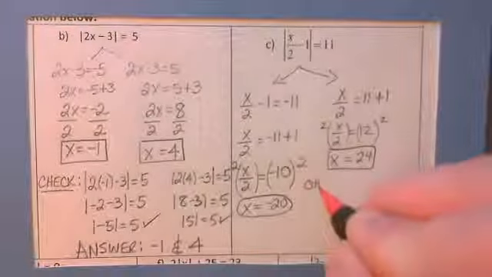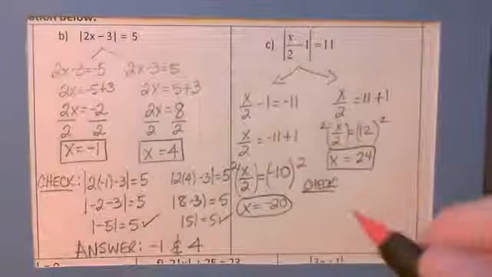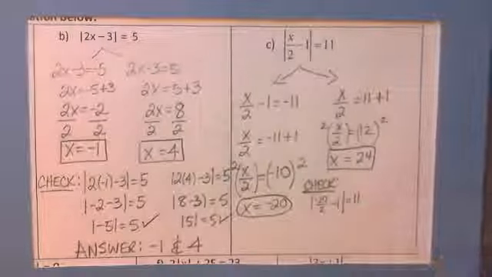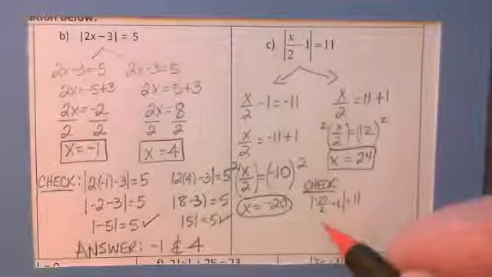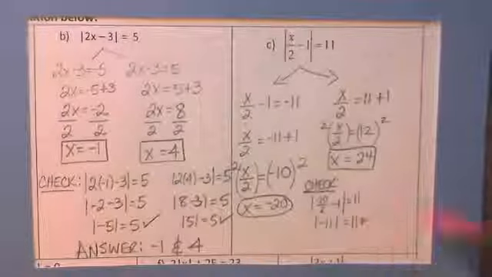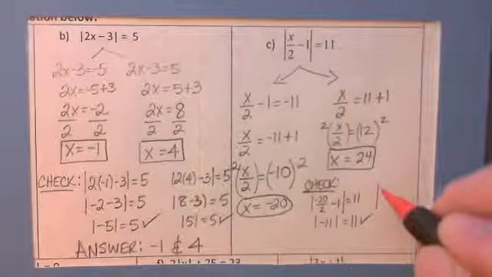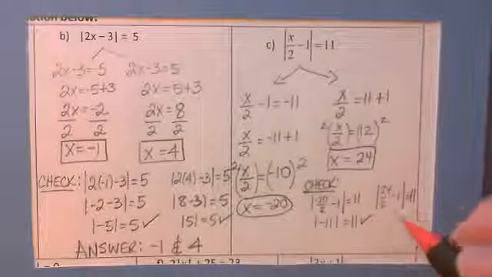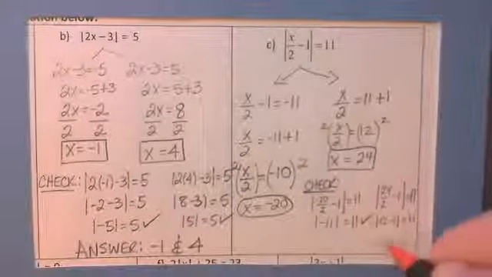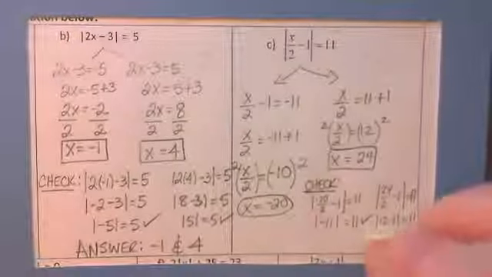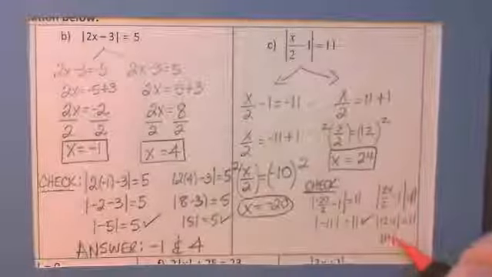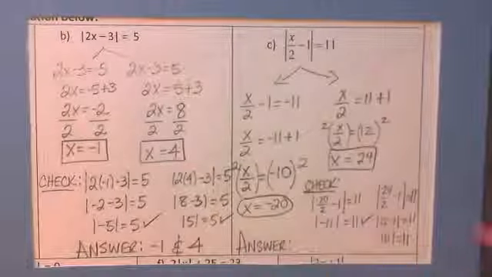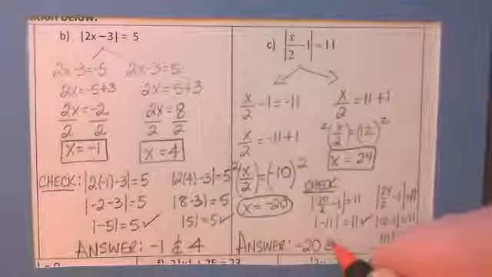Alright, let's do the check. The first one is negative 20 over 2 minus 1 is equal to 11. Negative 20 over 2 is negative 10. Negative 10 minus 1 is negative 11, and so that is true. The other one is 24 over 2 minus 1 is equal to 11. 24 over 2 is 12, minus 1 is 11, the absolute value of 11, and that is also true. That is equal to 11. So that means our answer is negative 20 and 24.